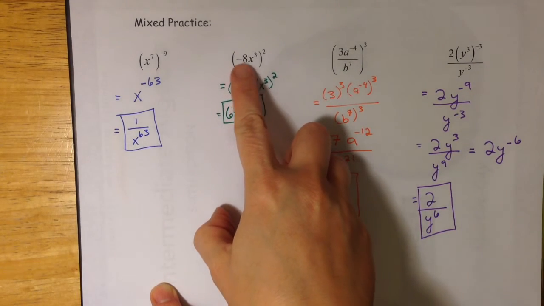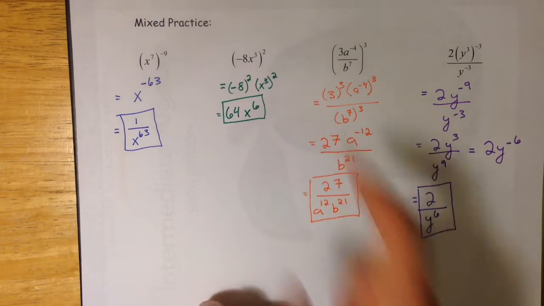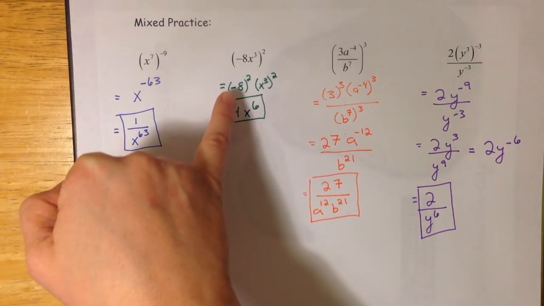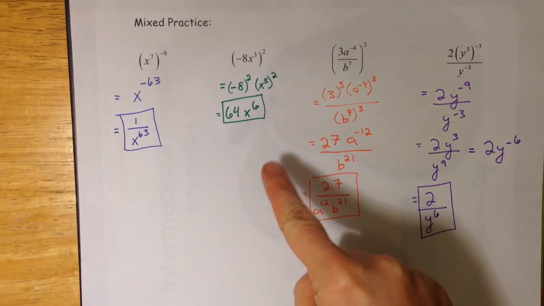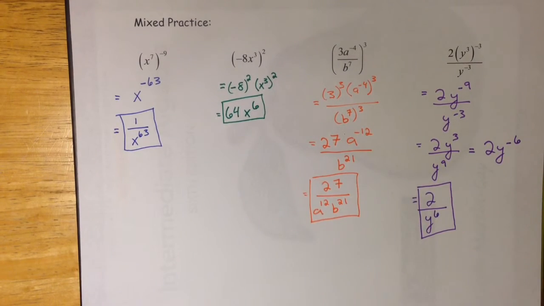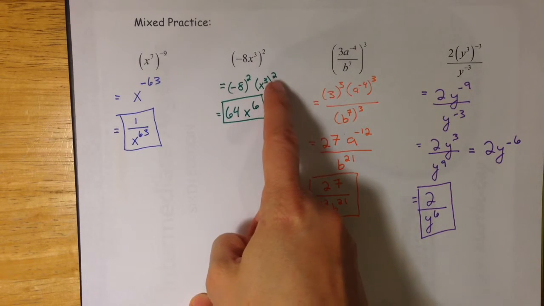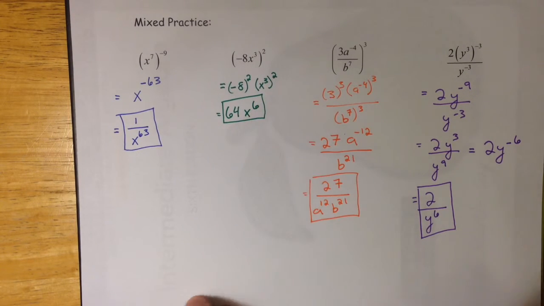This one is negative 8x cubed, squared. I'm going to square both of the pieces in here. Negative 8 squared, x cubed squared. Negative 8 squared is 64, and x cubed squared is x to the 6th.